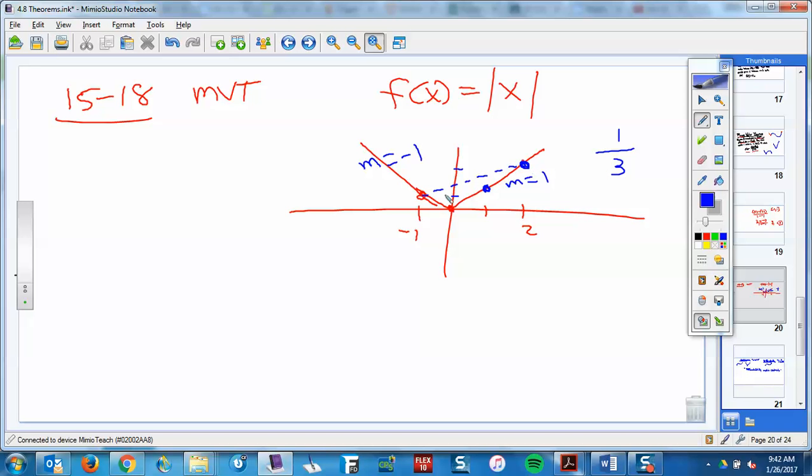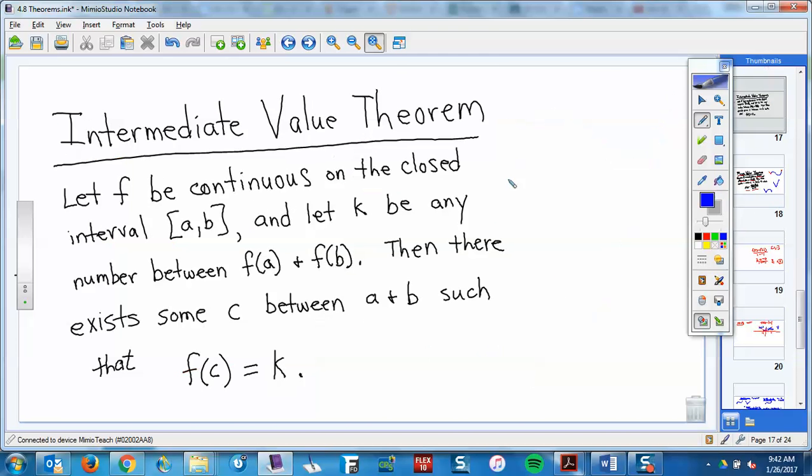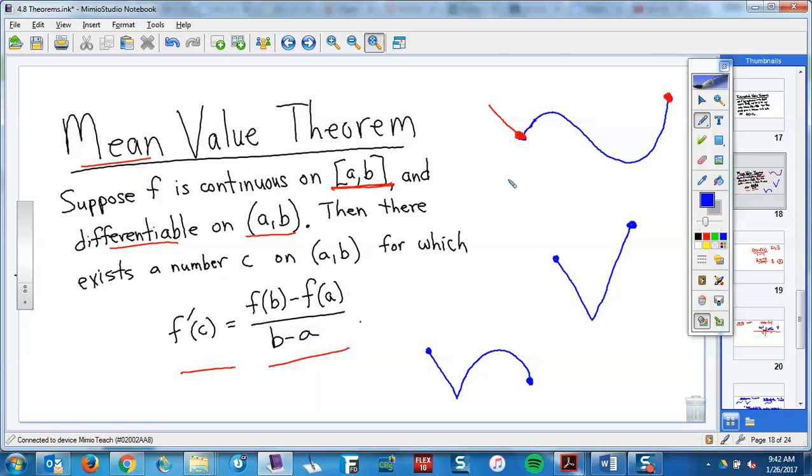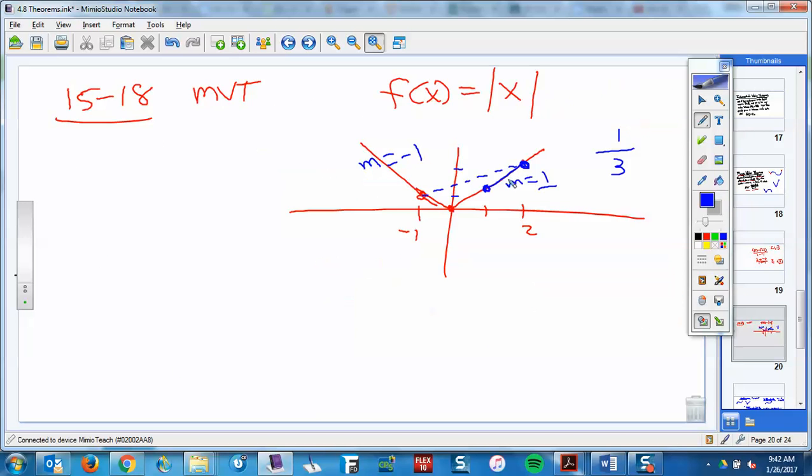And then it says, well, find at least one value. Well, okay, the slope between the endpoints is 1. Find one point that's got a slope of 1. 1.5. Now, the only trick to that is make sure it be in between. Because it does say in the mean value theorem that it's got to be in the open interval. So the c has to be between the endpoints. So don't say 1, don't say 2, but any point in between would be fine. And how many are there would be infinite.